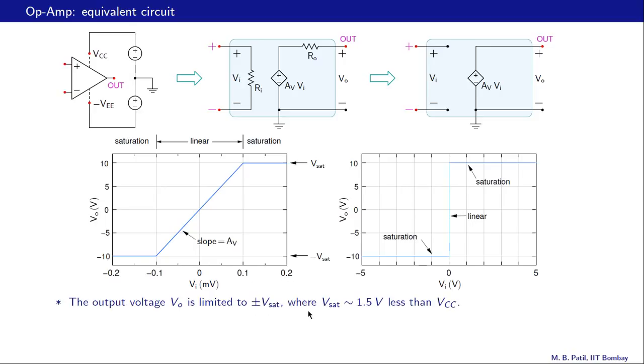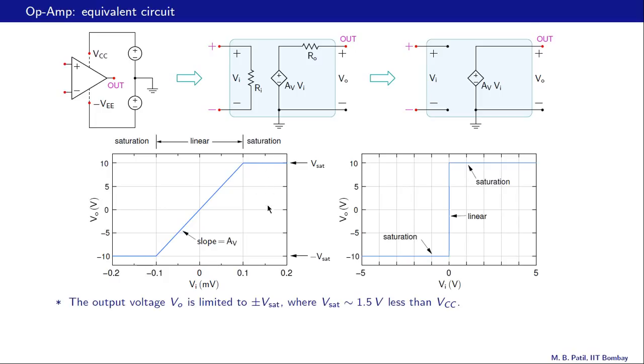Typically, Vsat is something like 1.5 volts less than Vcc. For example, if Vcc is 15, then Vsat would be 13.5 volts. So then this limit would be plus 13.5 and this limit would be minus 13.5. In our example, we have taken Vsat to be plus 10 volts and minus Vsat to be minus 10 volts.